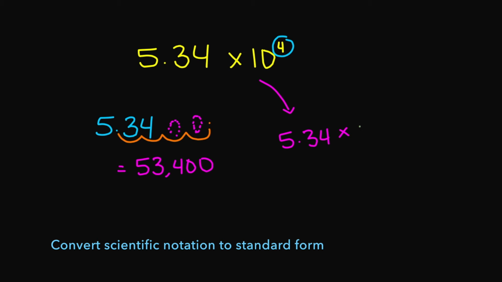53,400. And remember, this is the same as 5.34 times 10,000 because 10 to the 4th power is 10 times 10 times 10 times 10, which gives you the 10,000 here. And when you multiply 5.34 times 10,000, you're going to get 53,400.